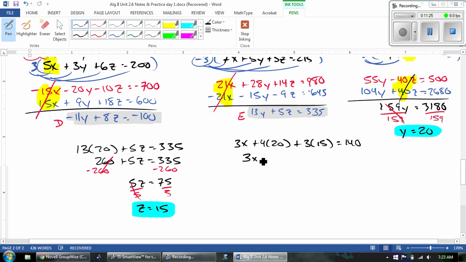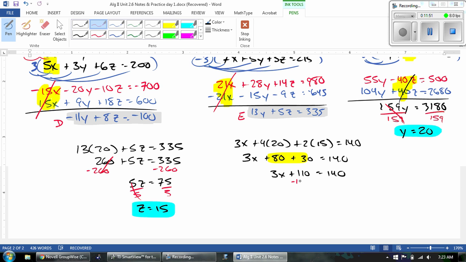So 3x, 4 times 20 is 80. 3 times 15. I'm sorry, it's not a 3. That should be a 2. 2 times 15 is 30 equals 140. I have to combine my like terms first. So we get 3x plus 110 equals 140. Subtract the 110 from both sides. We get 3x equals 30. Oh my gosh, I know what it is. Yeah, we get x equals 10.